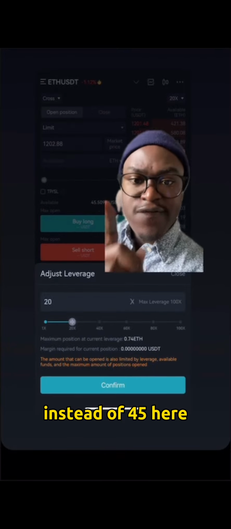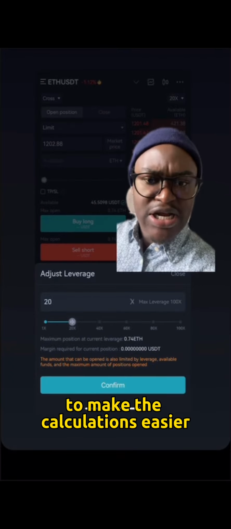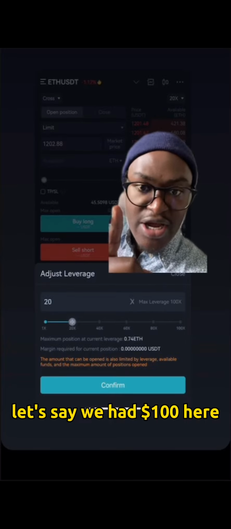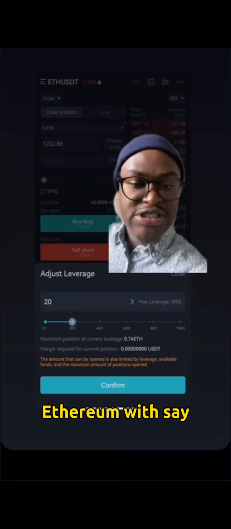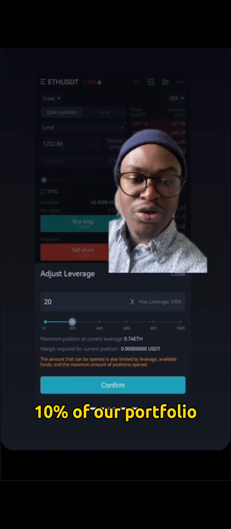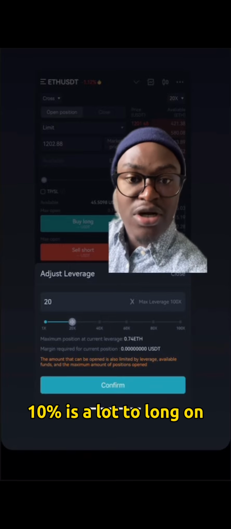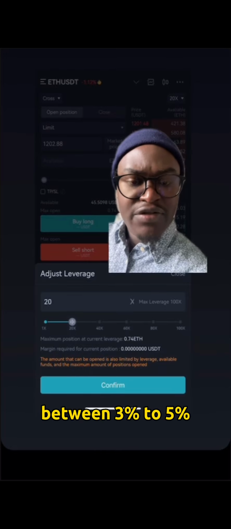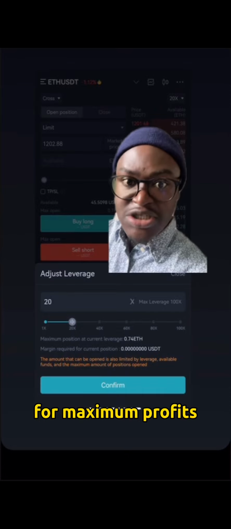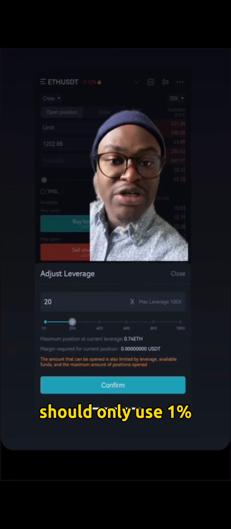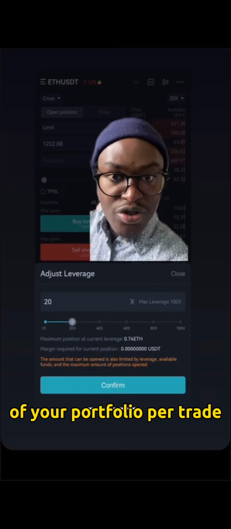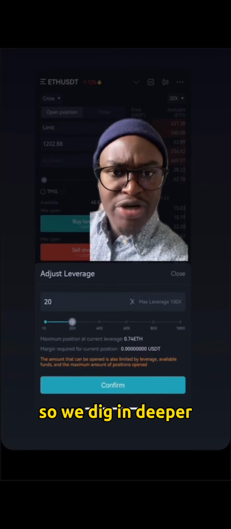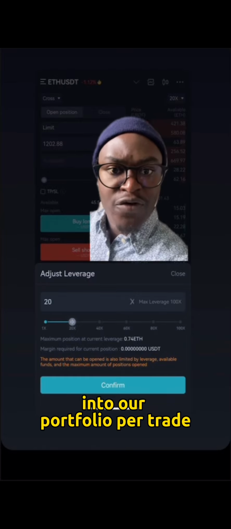Now, let's say instead of 45 here, to make the calculations easier, let's say we had $100 here and we longed Ethereum with, say, 10% of our portfolio. Now remember, 10% is a lot to long on a single trade. You always have to do between 3% to 5% for maximum profits. Normally you should only use 1% of your portfolio per trade. But many of us do not have that much money, so we dig deeper into our portfolio per trade.